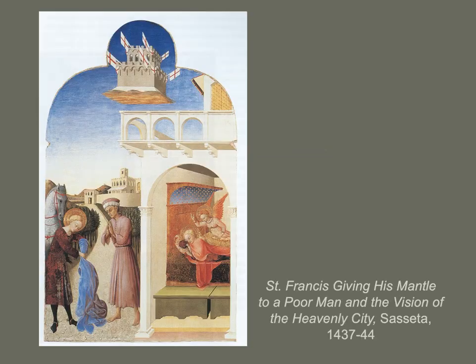So Guernica could also be seen as fitting into this next theme, which is stories and histories. And artists often use cultural stories for their subjects. This is St. Francis giving his mantle to a poor man and the vision of the heavenly city by Sassetta from 1437.